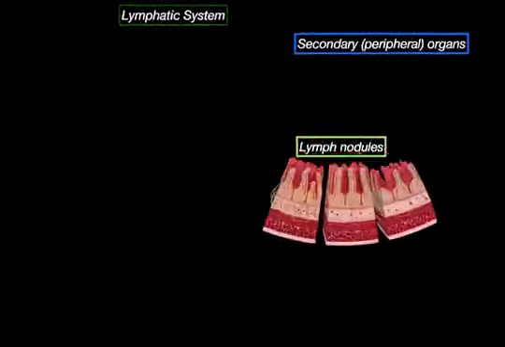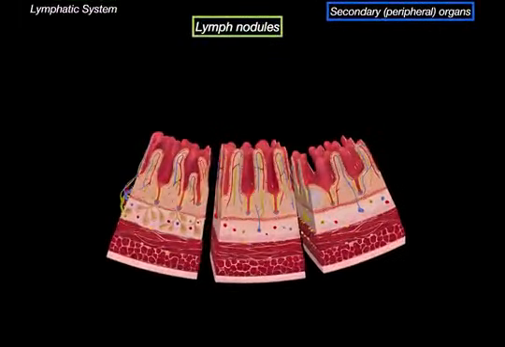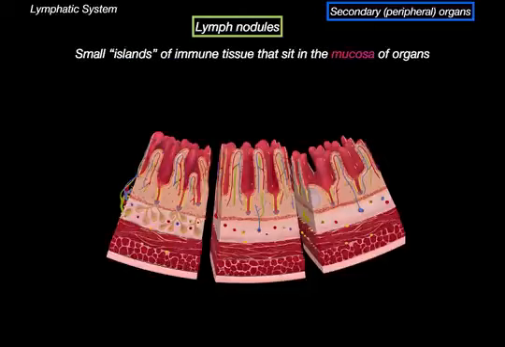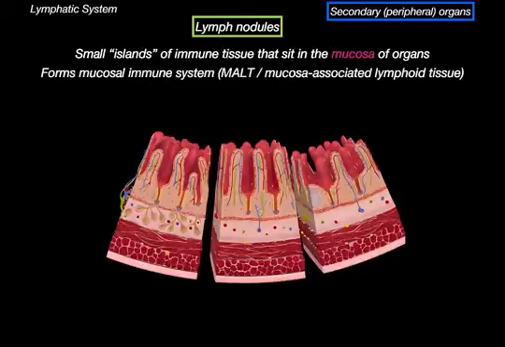Now, sometimes lymphoid tissue does not form large organs like a lymph node or spleen. Instead, it appears as small scattered clusters. These are called lymphoid nodules. Lymphoid nodules are small islands of immune tissue that sit within the mucosa of organs. Together, they form what we call the mucosal immune system, or MALT, mucosa-associated lymphoid tissue. This system is extremely important because our mucosal surfaces, like the gut and respiratory tract, are major entry points for pathogens.